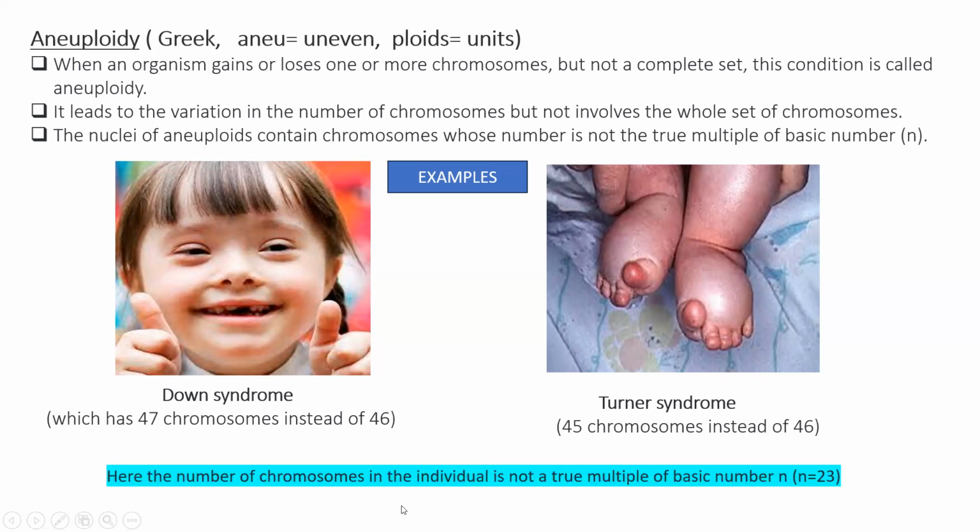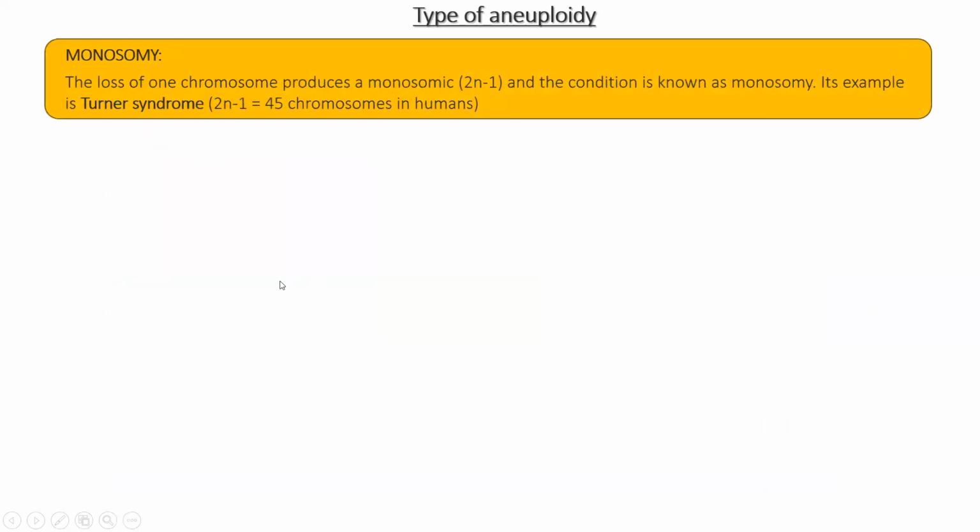So the number of chromosomes in the individual is not a multiple of the basic number n in aneuploidy. Basically it is 23 into 2, that is 46, which is not observed in Down syndrome and also Turner syndrome. So it is called aneuploidy. Then what are the types of this aneuploidy?